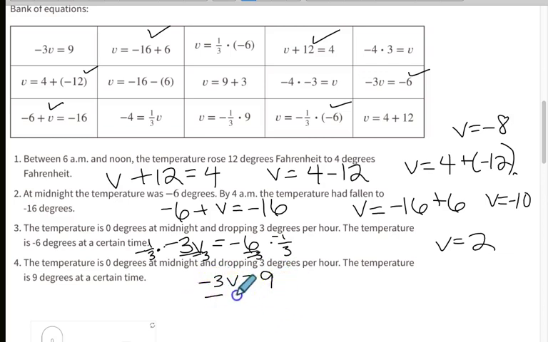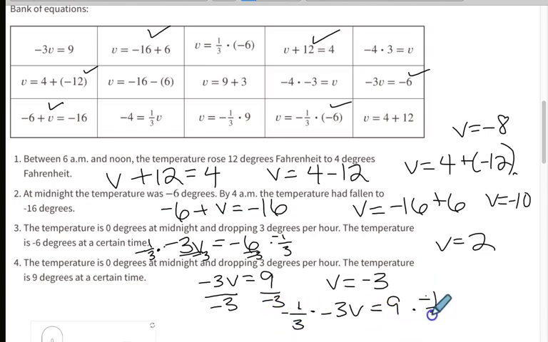So again, I can either take that and divide it by negative 3. So V equals 9 divided by 3 is 3. Positive divided by negative is a negative. Or it would be taking negative 3V equals 9 and multiplying both sides by negative 1/3. Notice that 9 times negative 1 is negative 9, divided by 3 is still negative 3. So either way, that would be this one right here and this one. And V equals negative 3.